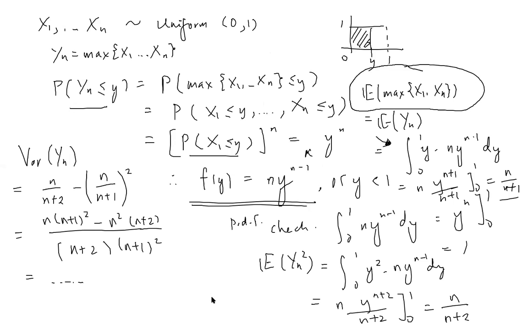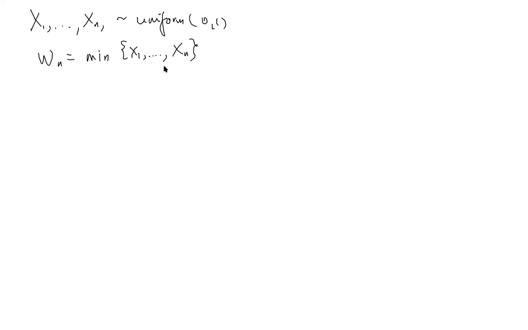You can also have distribution of minimum. So let's see. So again, same example. I use uniform. So suppose my Wn is the minimum of x1, x2 until xn, right? The smaller one. Okay, the minimum.